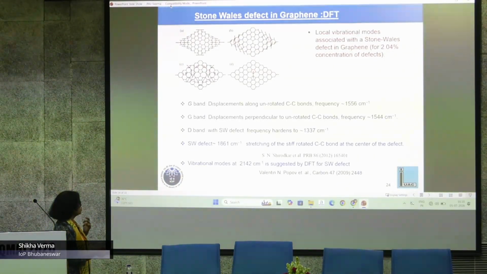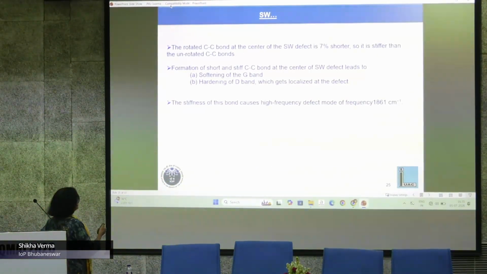So stretching of the stiff rotated C-C bond at the center of the defect, and there is also a suggestion of vibrational modes at about 2142 for these kinds of modes. And this further suggests what mode changes will take place. So formation of a short and stiff C-C bond at the center of the SW defect leads to softening of the G band and hardening of the D band. And the rotated C-C bond at the center of the SW defect will be a little shorter.